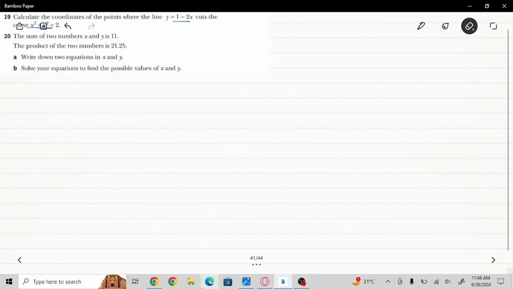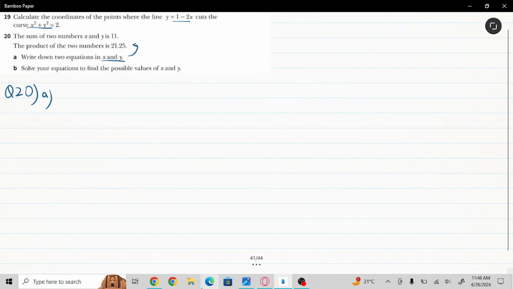In question 20, we have that the sum of two numbers x and y is 11, and the product of these two numbers x and y is 21.25. They have told us to write two equations in terms of x and y, and they are giving the information about these two equations in the question itself.